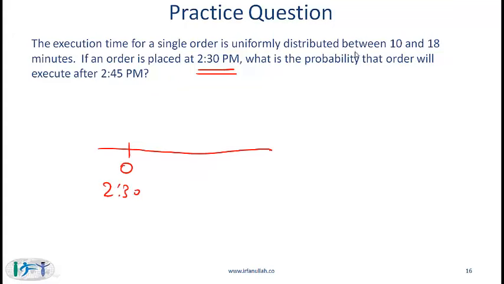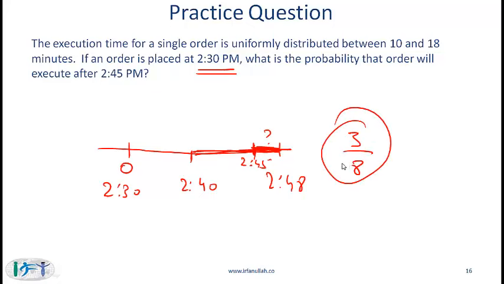Now the order will take place between 10 and 18 minutes, and we have a uniform distribution. So that means that the order will execute somewhere between 2:40 and 2:48. The question is, what is the probability that the order will execute after 2:45? So if you simply look at this, we are asking for this probability. That is simply equal to 3 in the numerator divided by the total distance, which is 8. So the probability is 3 over 8.